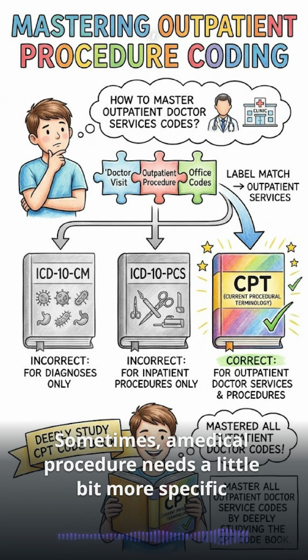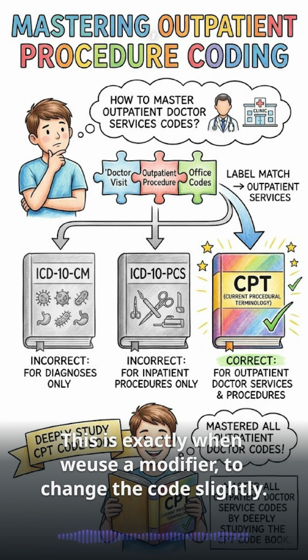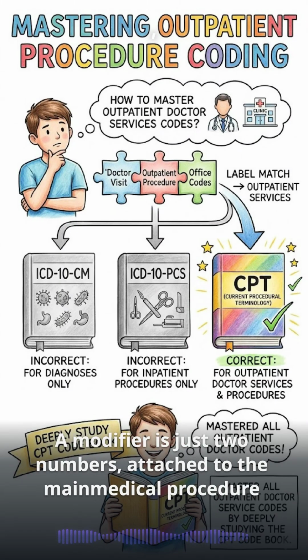Sometimes, a medical procedure needs a little bit more specific explanation added. This is exactly when we use a modifier to change the code slightly. A modifier is just two numbers attached to the main medical procedure code. We talked about modifier 50 earlier, which means both sides of the body.